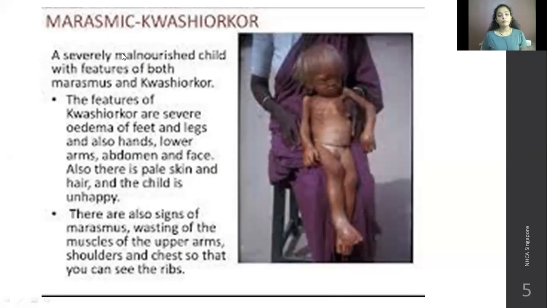So the child having marasmic kwashiorkor is a severely malnourished child with features of both marasmus as well as kwashiorkor. For example, edema on the feet and legs and also hands is from kwashiorkor. Also there is pale skin and the hair is also pale. The child is unhappy. There are also signs of marasmus, like wasting of the muscles in the upper arm. You can see here in the image, upper arm, even in the upper chest region. You can see the ribs. So it's a mixture of both these cases, and we call it marasmic kwashiorkor.